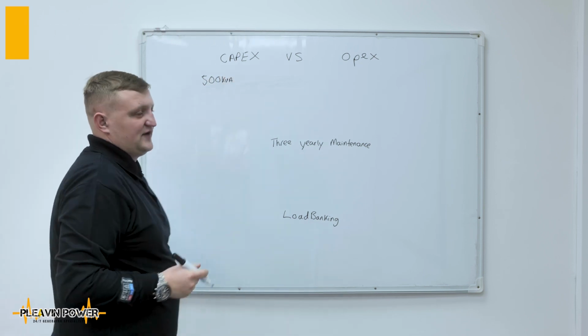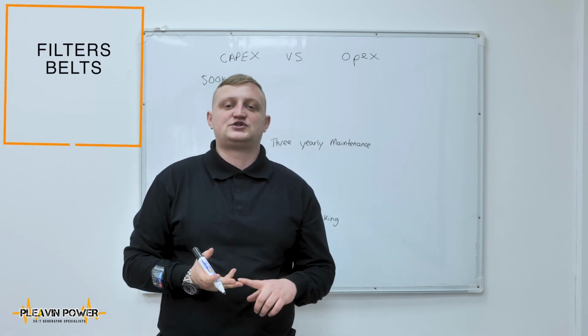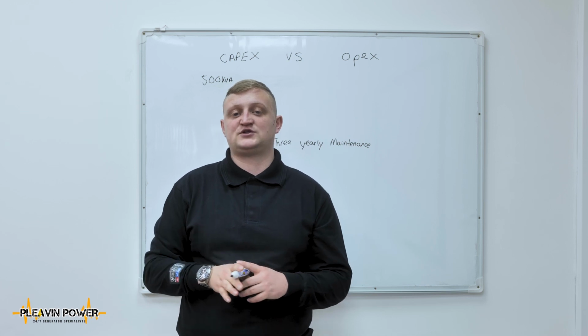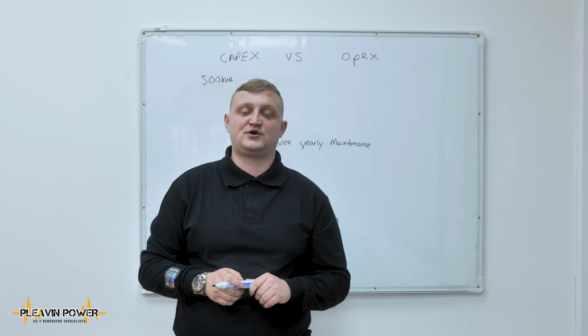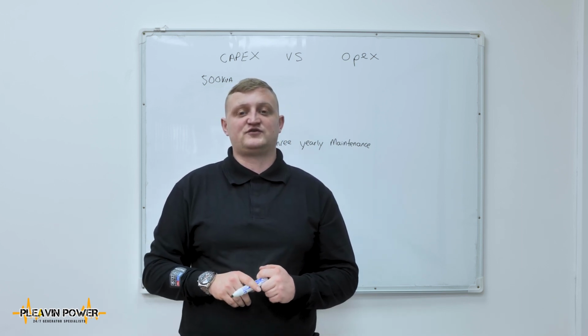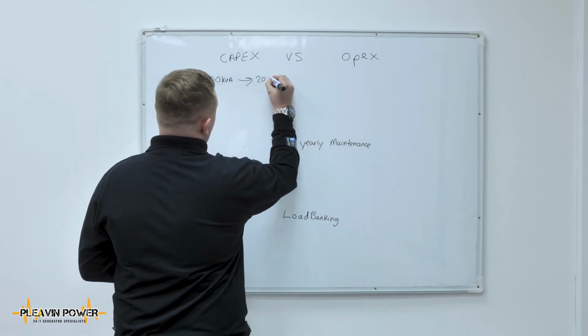In order to maintain a 500 kVA machine, you need a minimum of a set of filters, a set of belts, and the equipment to carry out the testing on this machine over the course of the 12-monthly agreement to ensure that it remains in a fit bill of health and capable of supporting your operation when it's needed most. You simply cannot buy a genuine set of filters and belts for a 500 kVA machine for less than £200.